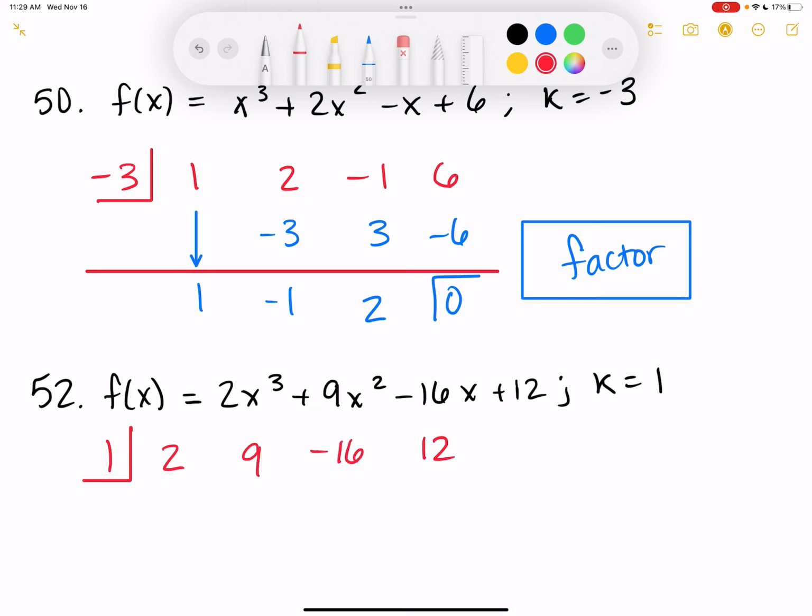There's a remainder. Oh, good. I'm glad.